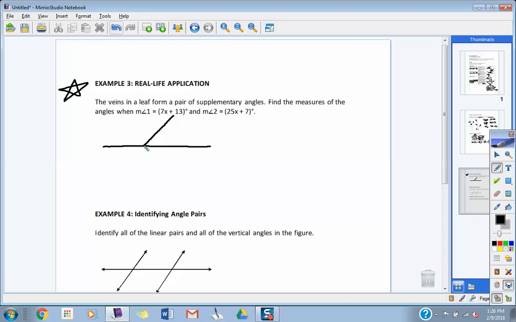It says one angle is given by the expression 7x plus 13 degrees. So I'm going to put that right here. And the second angle is given as an expression 25x plus 7 degrees. Okay. We are to find the measures of each angle.